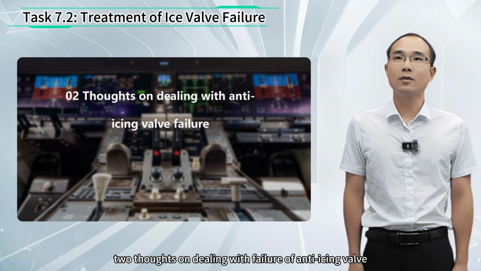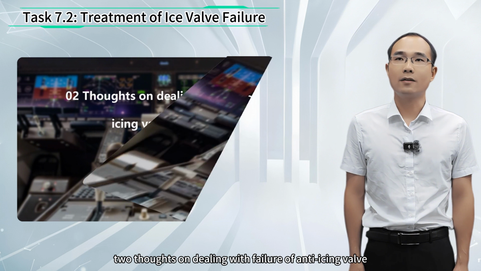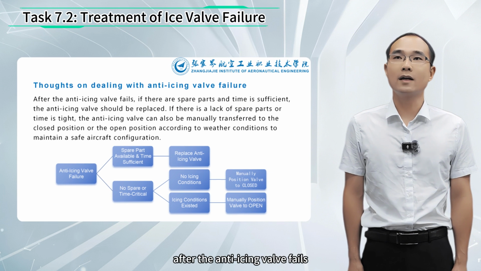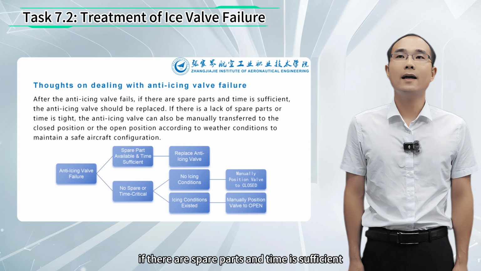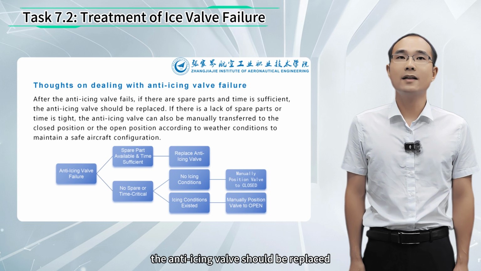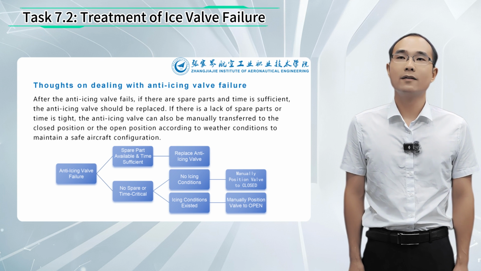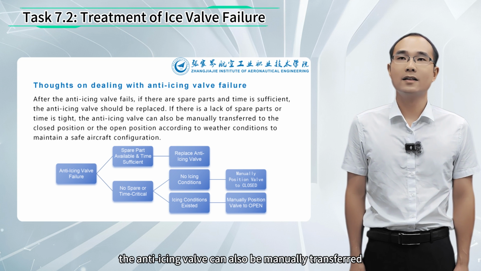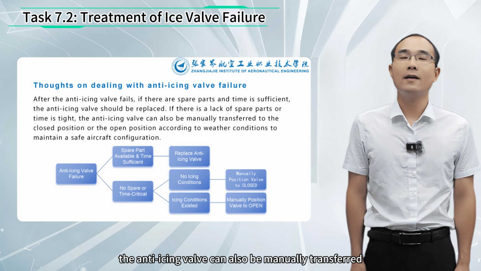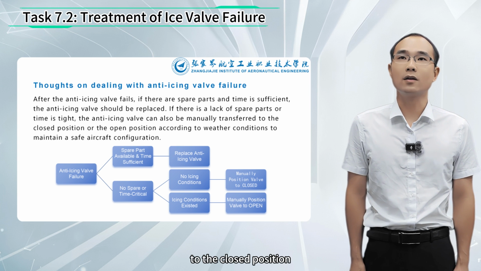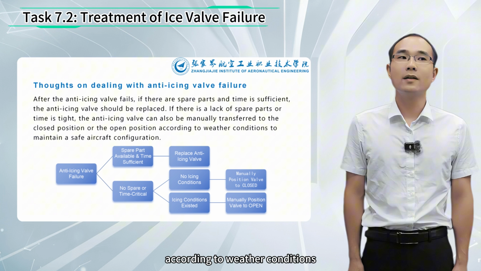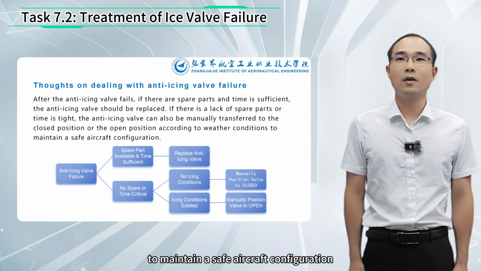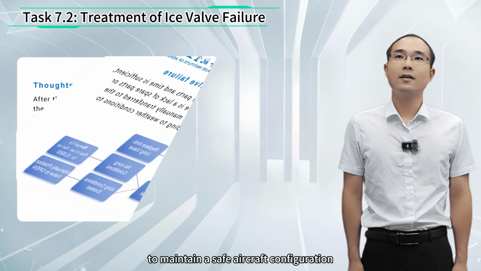2. Thoughts on dealing with failure of anti-icing valve. After the anti-icing valve fails, if there are spare parts and time is sufficient, the anti-icing valve should be replaced. If there is a lack of spare parts or time is tight, the anti-icing valve can also be manually transferred to the closed position or the open position, according to weather conditions, to maintain a safe aircraft configuration.